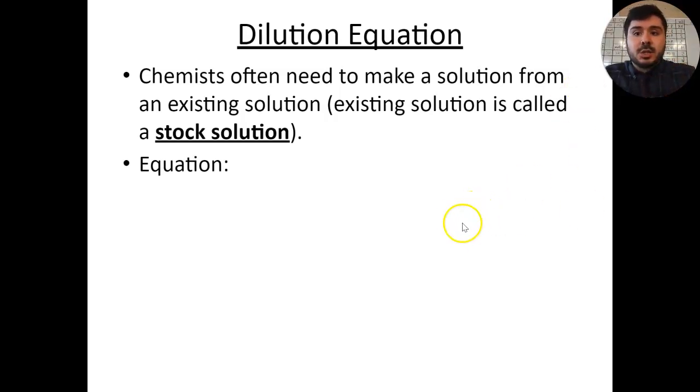And so it's utilizing something called a stock solution, which is generally going to be a solution of a higher concentration. And I'm able to take that solution of higher concentration, dilute it to a lower concentration, but increase the volume of it that I have. And we use this equation here, which is the MAVA equals MBVB equation.